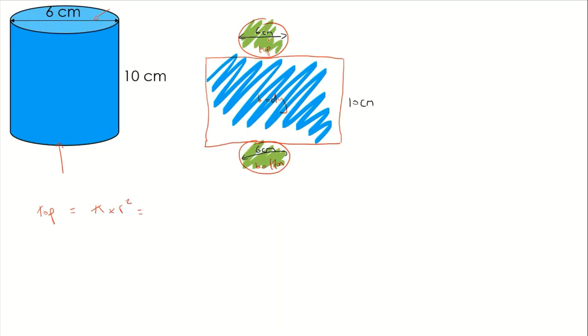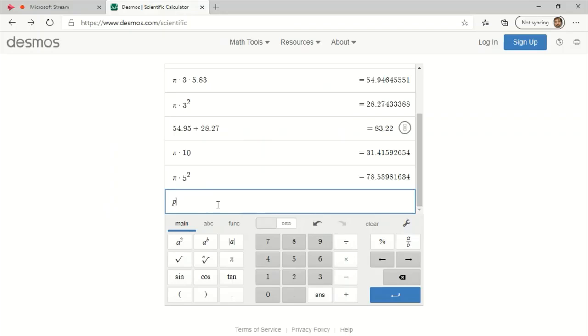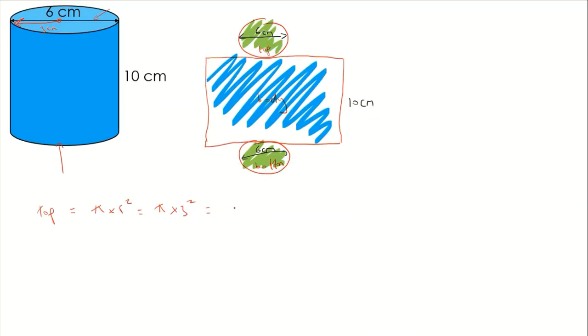Now this radius is not 6, remember. The radius is halfway across. So the radius is actually 3. Pi times 3 squared is 28.27 centimeters squared to 2dp. I think it's obvious that the bottom is the exact same shape as the top. So it's also 28.27 cm squared.